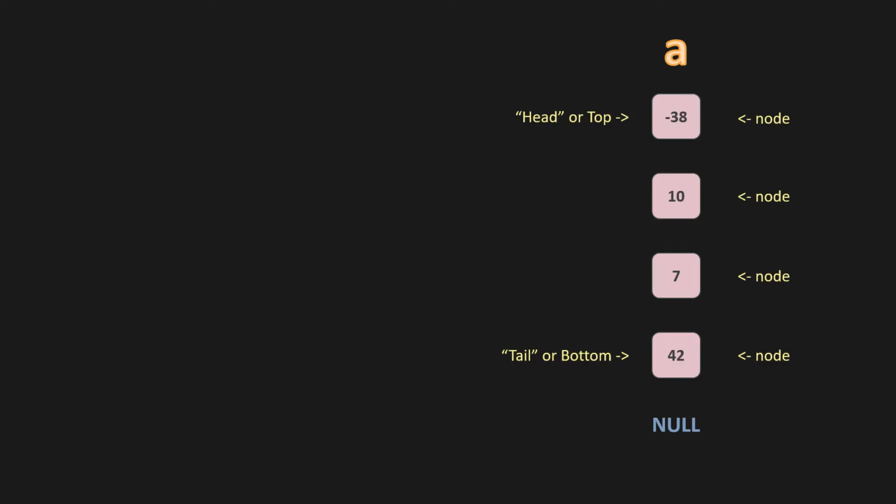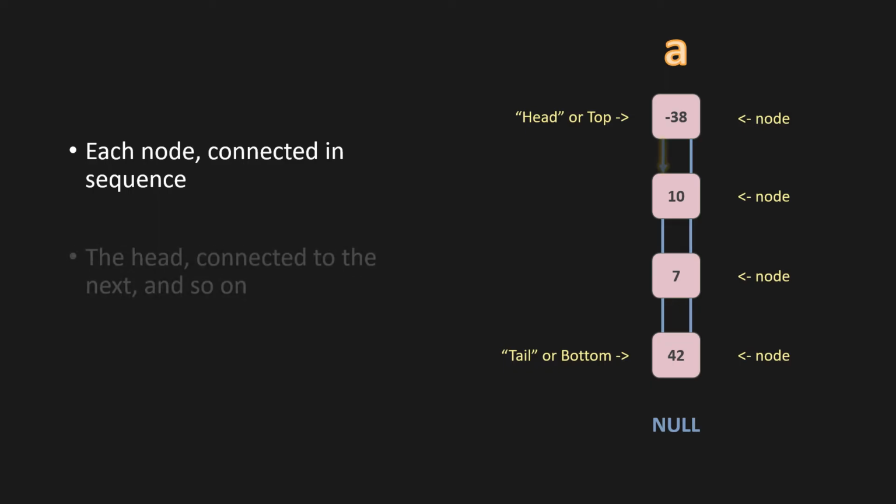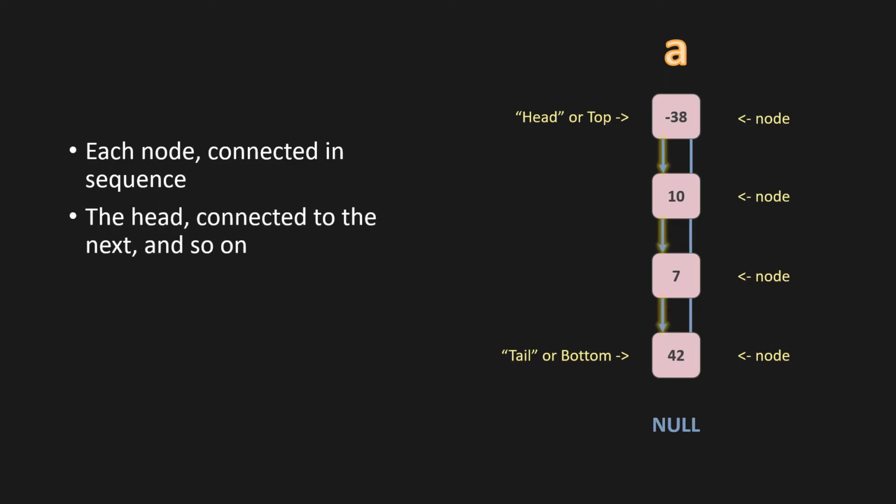What makes this data structure a linked list is that each node is connected in sequence, kind of like a chain. So in sequence means the head node is connected to the next node, which is connected to the next, and so on, and which is connected to the tail node. We will interchangeably be using top with head and bottom with tail.